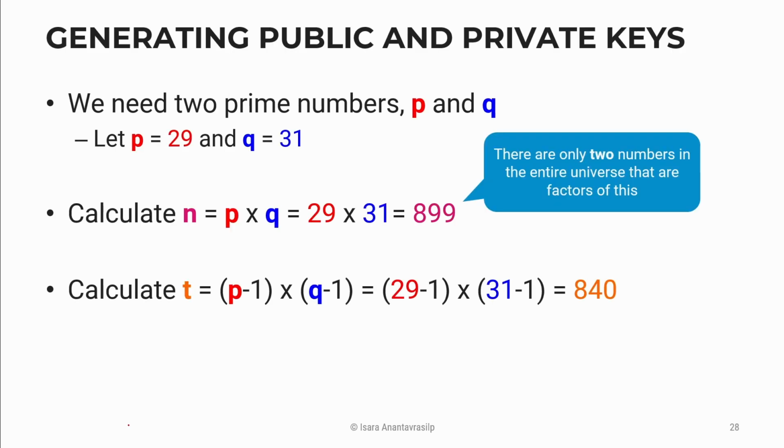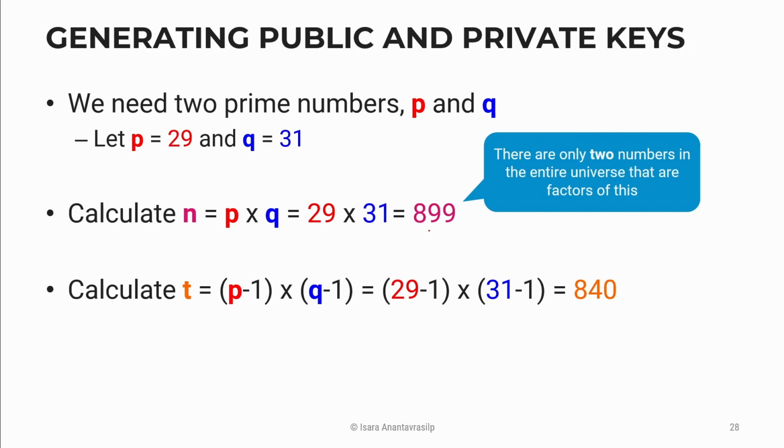To use RSA, we're going to have two randomized prime numbers, P and Q, and these numbers can be picked at random. So let's just pick 29 and 31. Next step, we are going to multiply P and Q together, multiplying 29 and 31. We have 899.